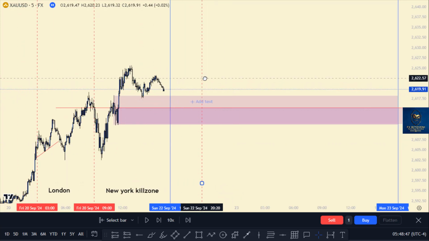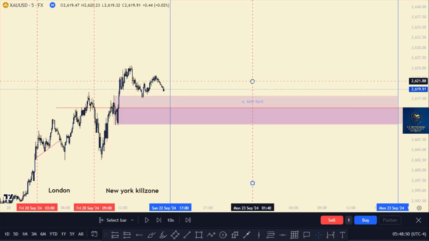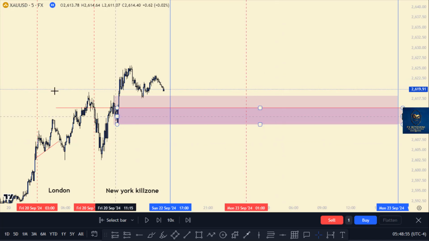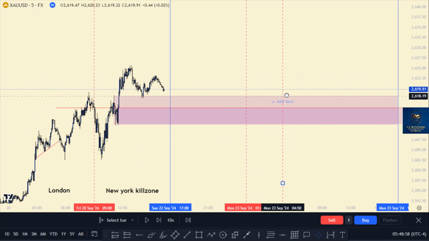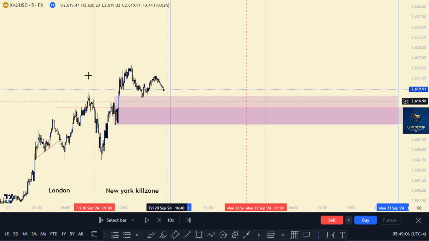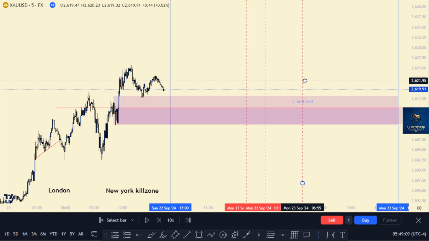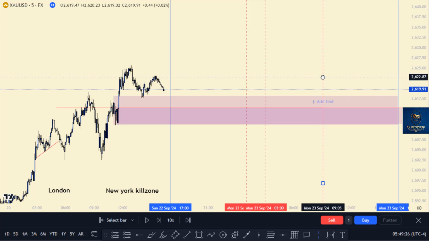Asian range to 1 AM. Then you have London kill zone 3 AM, this line. 3 AM London kill zone. Then you have New York kill zone at 9 AM. Of course, New York opens at 8 AM. That is the open of New York, but kill zone is 9 AM. Time and price only. We will focus on that. Time and price.